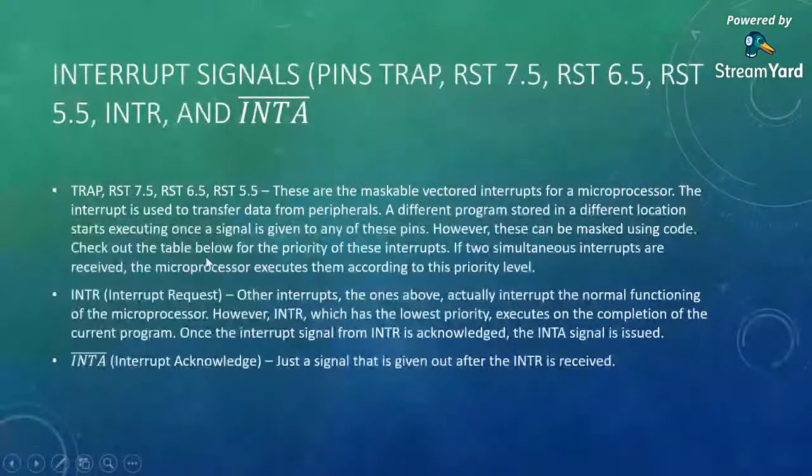Check out the table later on for the priority of these interrupts. If two simultaneous interrupts are received, the microprocessor executes according to the priority level. So we have an interrupt request here, and another interrupt. This one above actually interrupts the normal functioning of the microprocessor. However, the interrupt request here, which has the lowest priority, executes on the completion of the current program. So after the program is fulfilled, this interrupt will be executed.